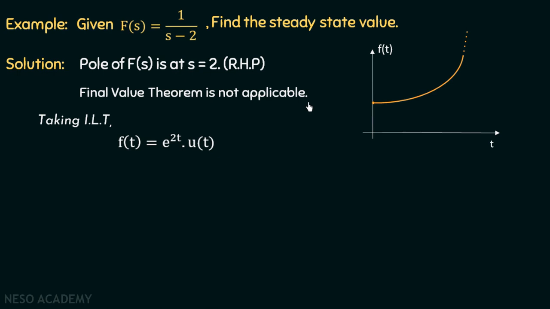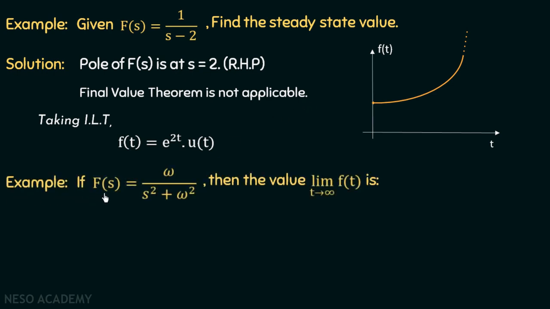Similarly, let's take one more example. If F(s) equal to omega over s square plus omega square, then what is the limit as t tends to infinity of f(t)? In this case, we are given this function F(s) equal to omega over s square plus omega square, and we need to find its final value.